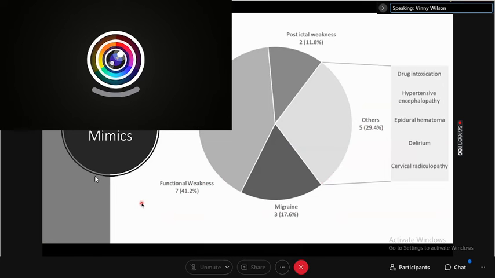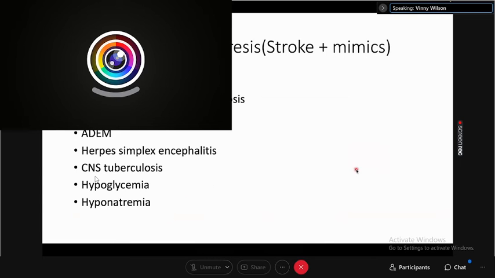And principally among the stroke mimics are the metabolic derangements, the post-ictal weakness, which is the Todd's paresis, migraine, we discussed about them, some bleeds due to trauma, and it could be a hypertensive encephalopathy. So for an acute onset hemiparesis, you should have this checklist. Other than stroke, it could be a cerebral venous sinus thrombosis. It could be a Todd's paresis. It could be an acute disseminated encephalomyelitis.